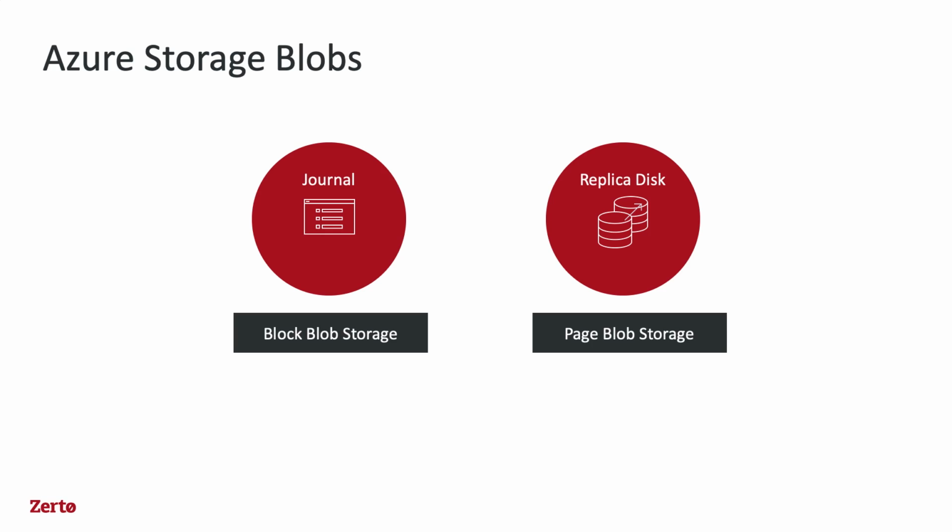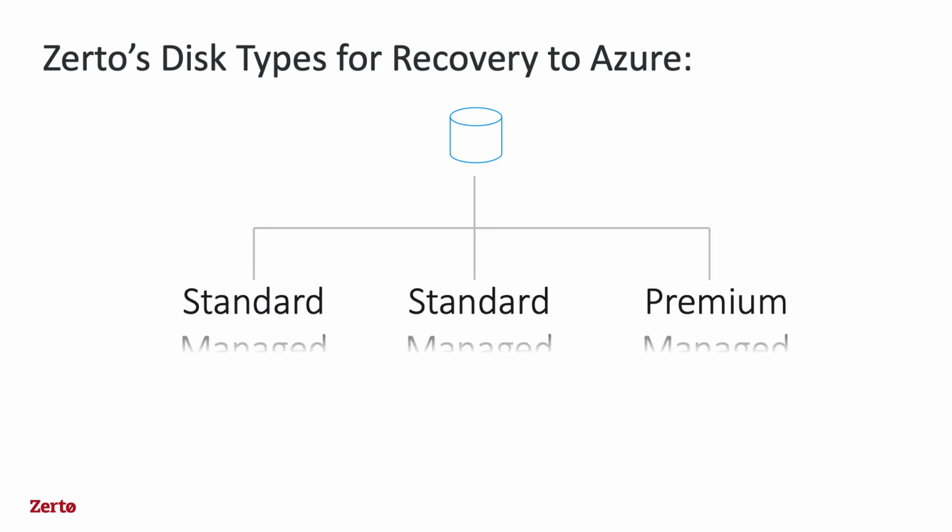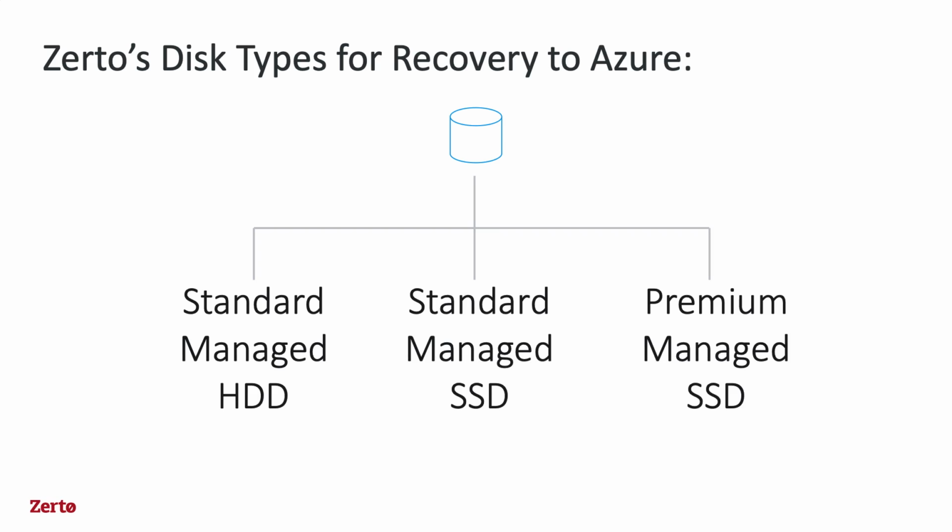Before setting up your VPGs, you'll want to decide which disk options are right for you, both from a cost and performance perspective. Zerto offers 3 options for recovery disks within Azure. These options are as follows: Standard Managed HDD, Standard Managed SSD, and Premium Managed SSD. Price increases with increased performance.